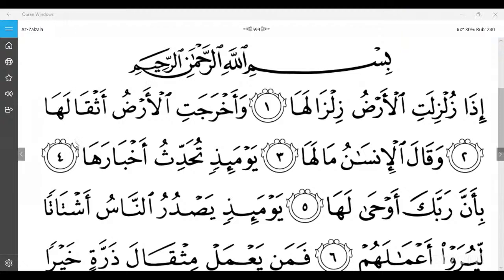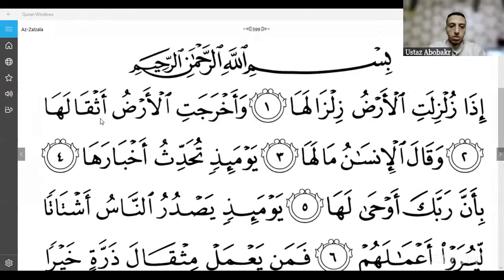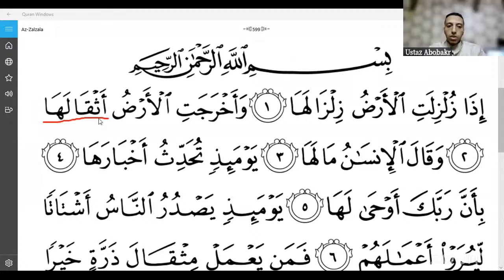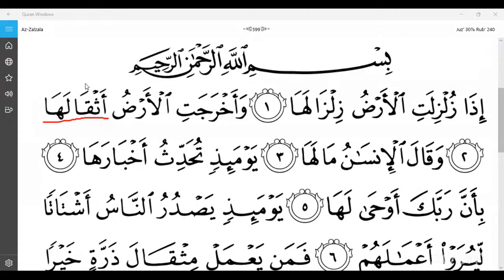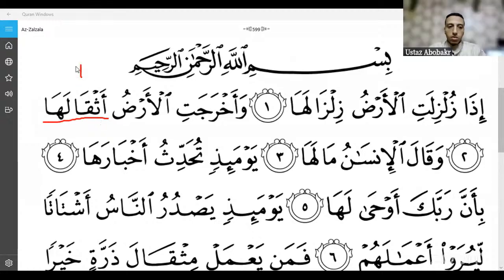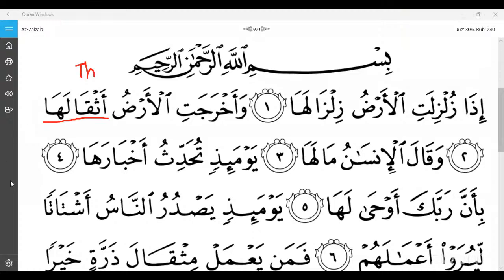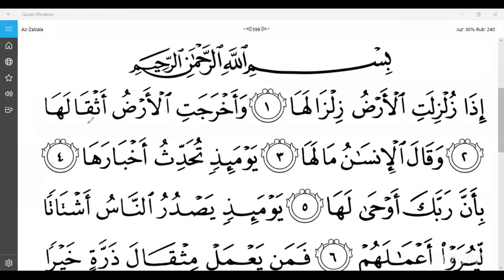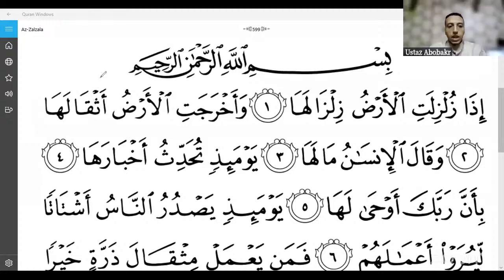أعوذ بالله من الشيطان الرجيم. بسم الله الرحمن الرحيم. إذا زلزلت الأرض زلزالها وأخرجت الأرض أثقالها. So, أثقالها, can you say it again? That's the letter tha. أثقالها. So it's like, you know, the th sound. Tha.